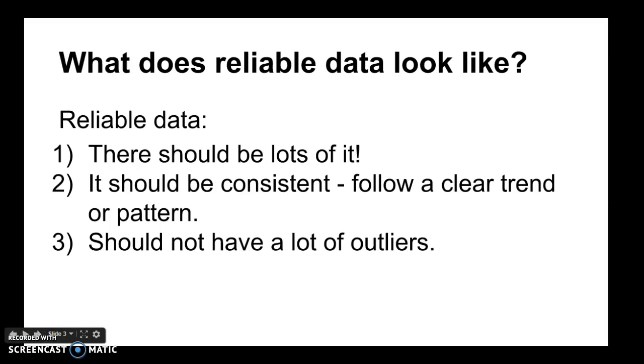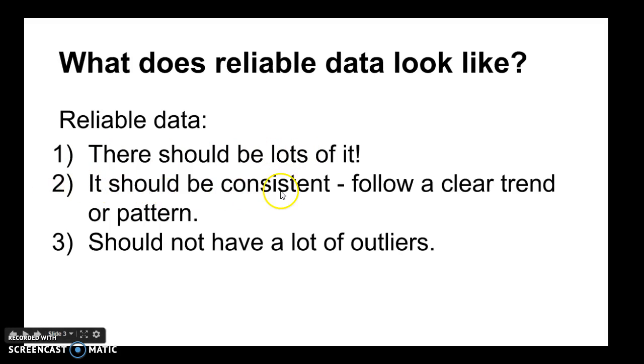There are a couple features of high quality data that you want to make sure you have when you're doing your experiment. The first is that there should be lots of it. You should have a lot of data points. This is why it's a minimum requirement that everyone has at least 20 points of data for your project, because the more data you have, the more you know about the relationship between your variables.